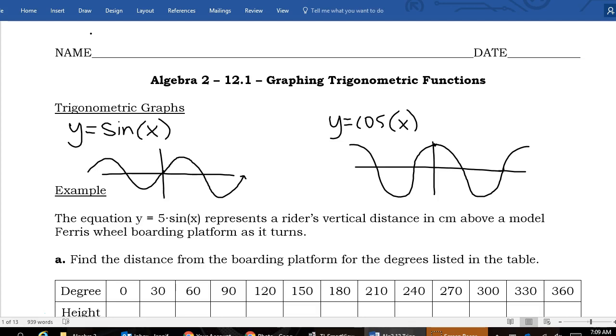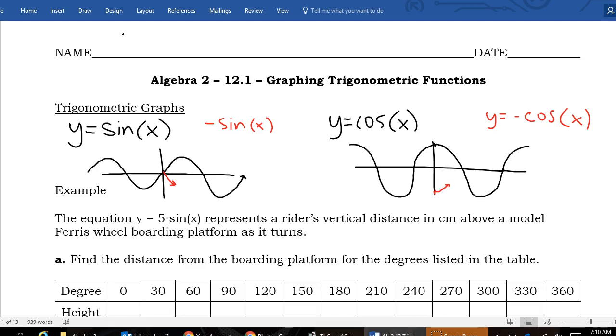You could also look at the graph of negative sine x, and it would do the same thing, but it would come down at first instead of going up at first. And the graph of negative cosine x would start down here and come up first.